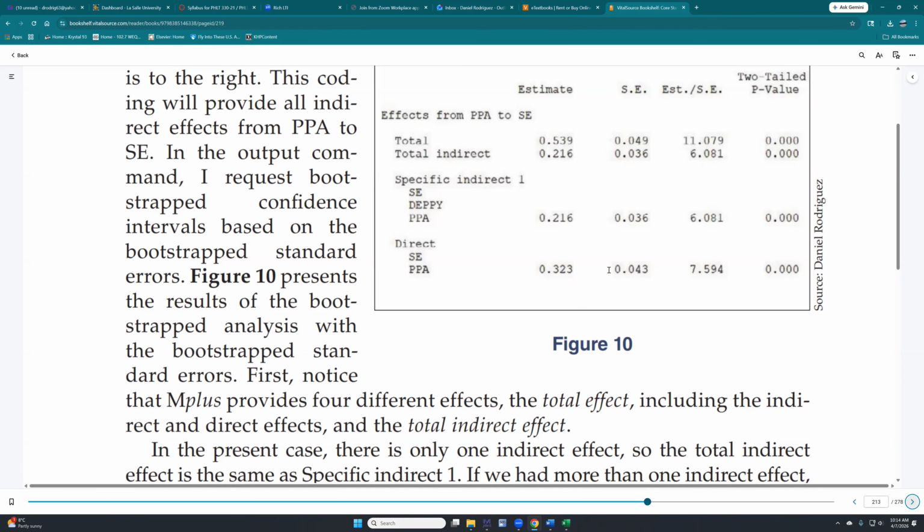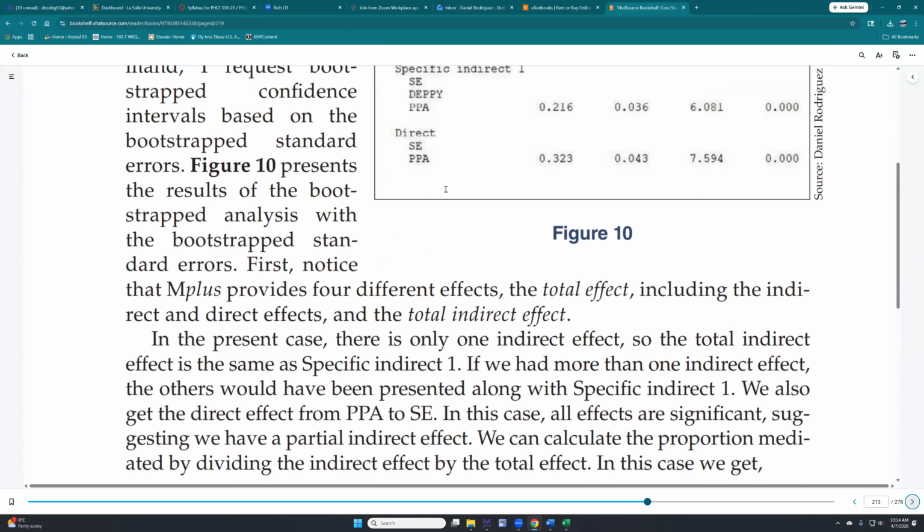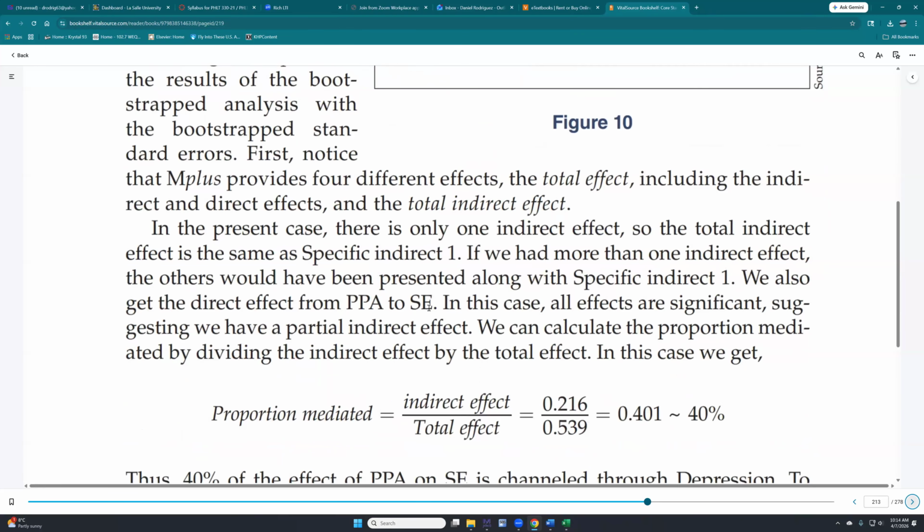The direct effect didn't disappear. If you go back to Baron and Kenny, it didn't disappear. So we have partial mediation. We don't have full mediation. With full mediation, the direct effect would have disappeared.